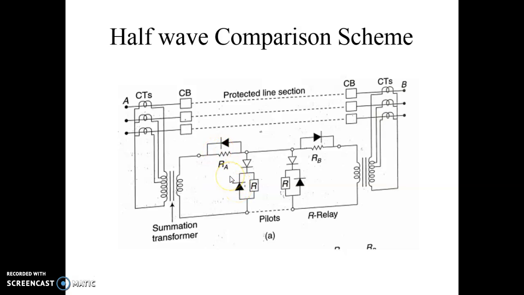Therefore, we are connecting extra rectifiers here. The resistances RA and RB connected here are greater than the loop resistance, that is, the pilot loop resistance RP, which you have to take here. See the CTs at the A point and the B point, one at each end. The secondaries of these CTs are connected to the pilot wires.